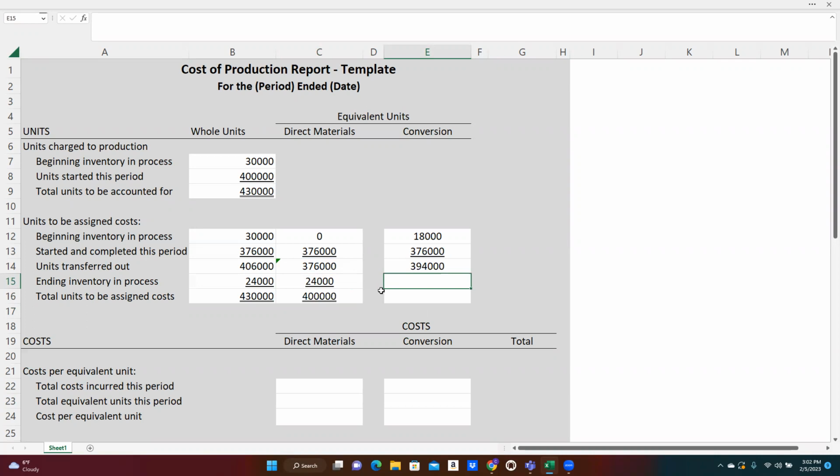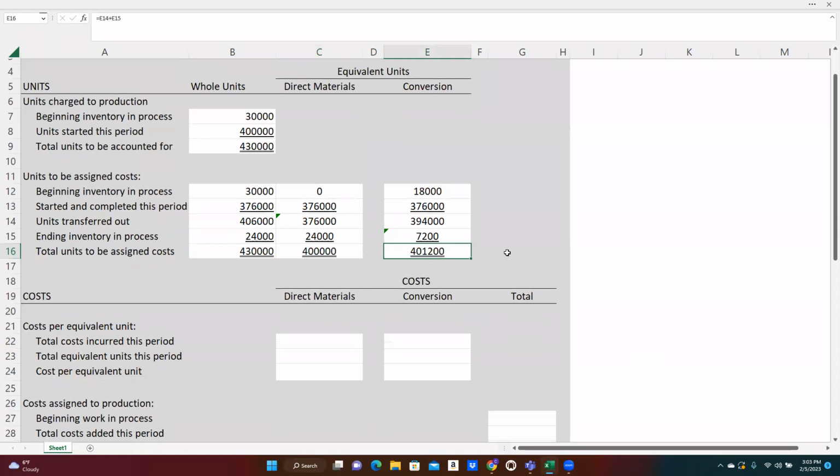And looking at that T account, it tells us they were 30% complete. We've done 30% of the conversion work, incurred 30% of the conversion cost, direct labor and overhead. 30% of 24,000 is 7,200 units. And so now we have our totals. We added 400,000 units of direct materials, and we incurred 401,200 units worth of conversion costs. Those totals are going to transfer directly down here into the next step in our process.